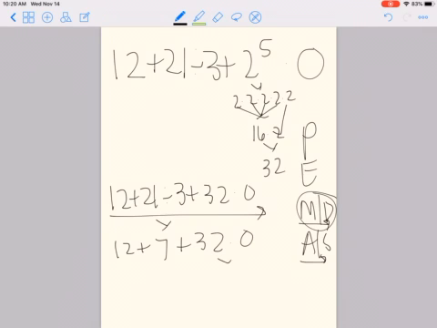Okay, and now I can do my multiplication. 32 times 0 is 0. Rewrite the whole thing. And now I just have addition left. So I don't need to go in any particular order now because we can add in any order. 12 plus 7 is 19. Plus 0 is 19. So there's our answer. I hope that's helpful. That's a little PEMDAS action and order of operations, whatever you want to call it.